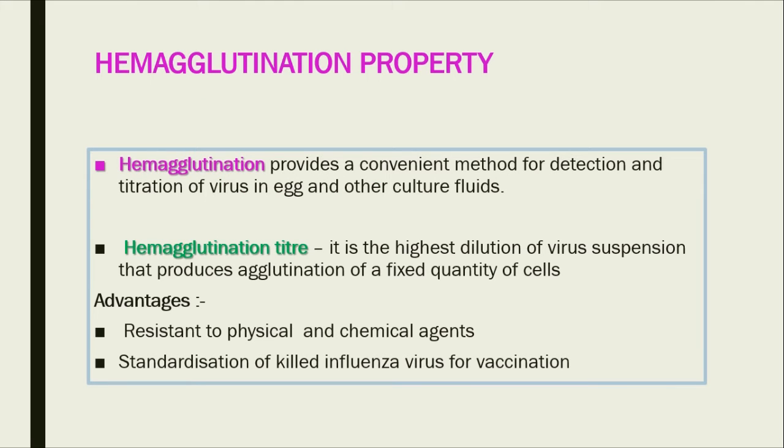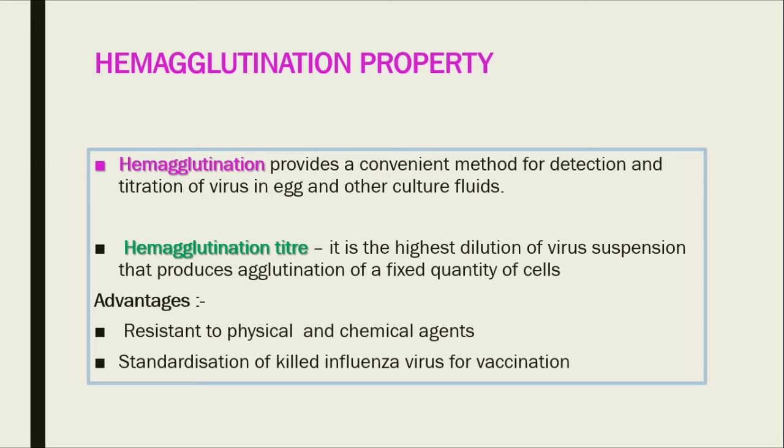So hemagglutination, we have made use of this hemagglutination property for lab diagnosis purpose, right? We have used this technique for lab diagnosis. Hemagglutination provides a convenient method for detection and titration of virus in egg and other culture fluids. So we can detect the presence or absence of influenza virus just by mixing it with RBCs, and we can also have an idea about the titer values. Titer values means the amount of virus which may be present in the patient sample.